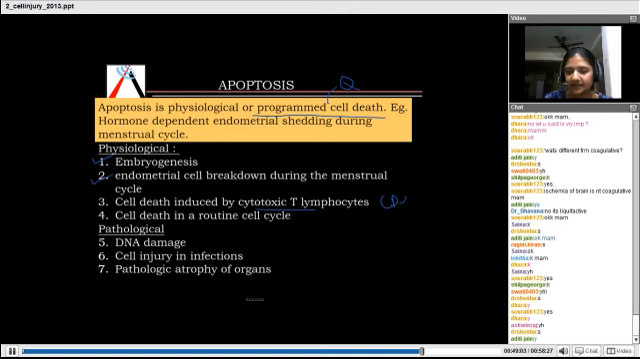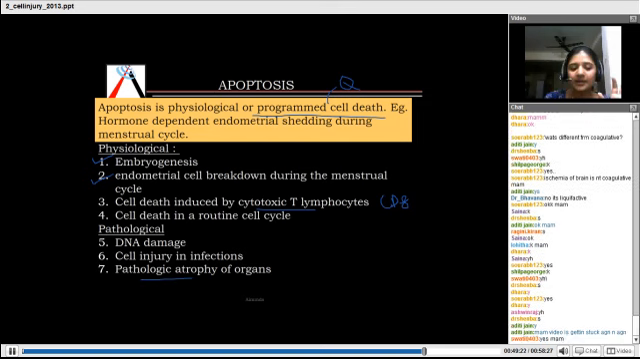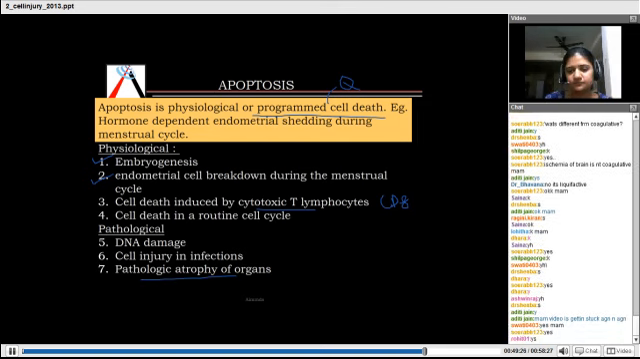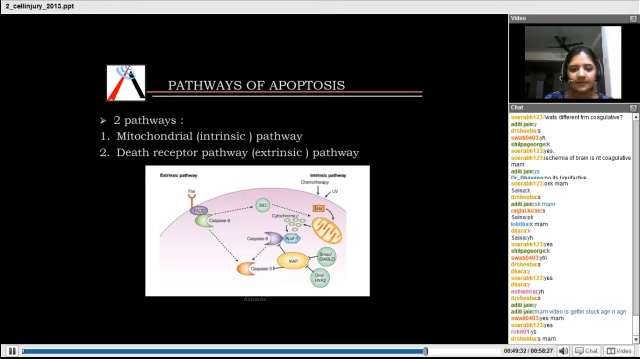Now what is pathological apoptosis? In cases of DNA damage or cell injury, in infections, or there is atrophy of the organs, so there's pathology involved. In all those cases, whatever cell is dying is happening because of apoptosis. Is it fine? Okay, but this physiological and pathological is easy, so I think this should be okay. Let me go to the next slide.